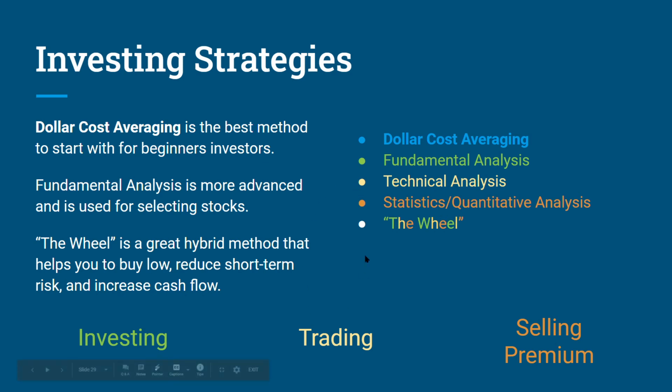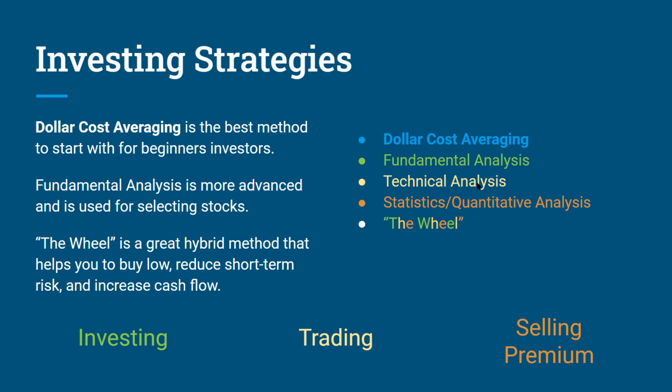Because in these stocks and ETFs, the only cash flow you have if you're dollar cost averaging is dividends and distributions of earnings that the company or the fund gives out, right? But if you use the wheel, which is using stock options in conjunction with your investing activities, you reduce short-term risk and increase cash flow. So you get dividends and the cash flow from the options that you're selling against the stock that you own. So dollar cost averaging, fundamental analysis is for picking individual stocks, right?